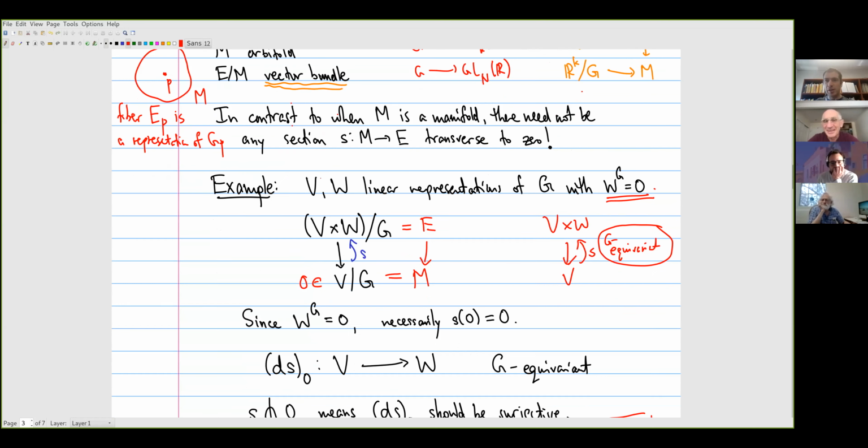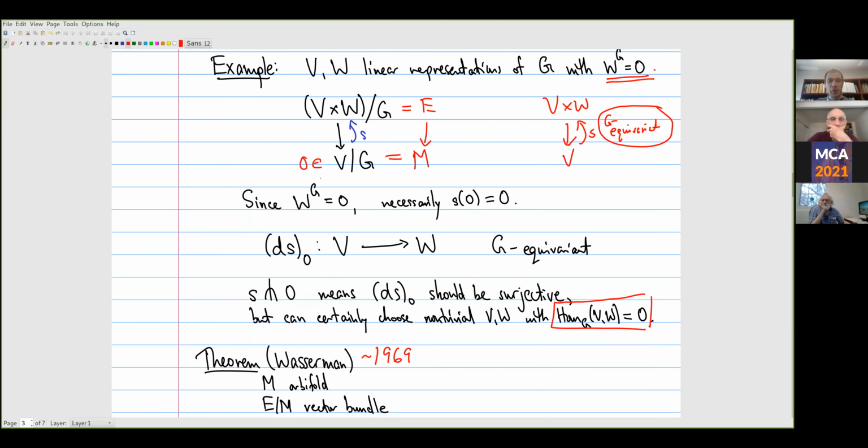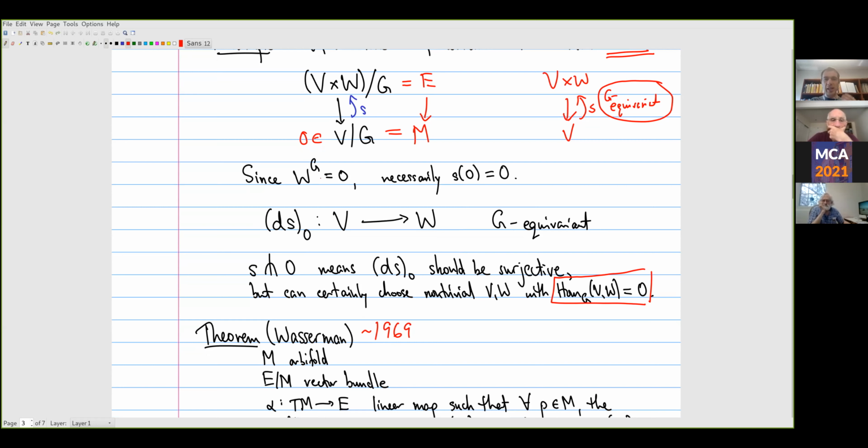You can go ahead. Yes. Right. So what does Wasserman tell us? Wasserman says exactly what data we need to trivialize this problem that I described right here.